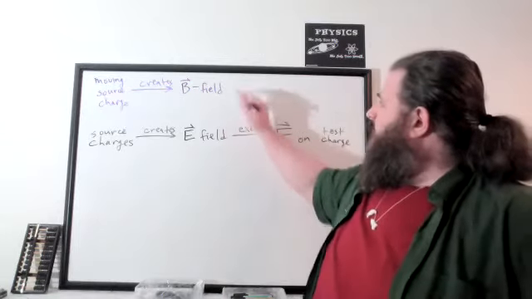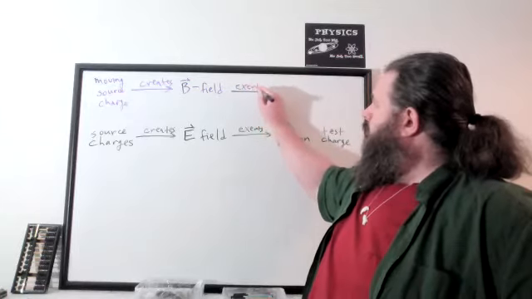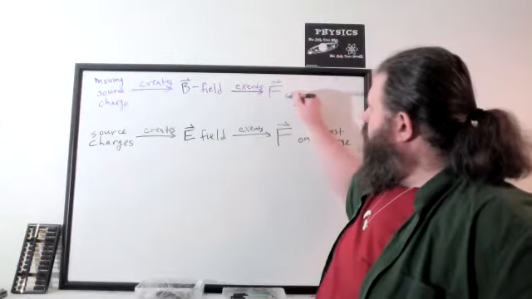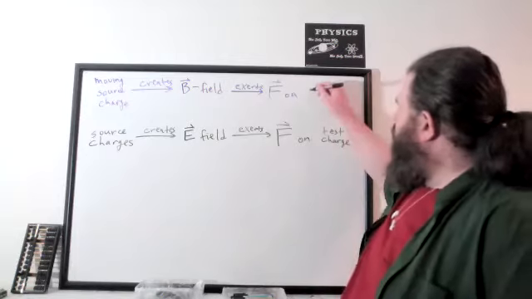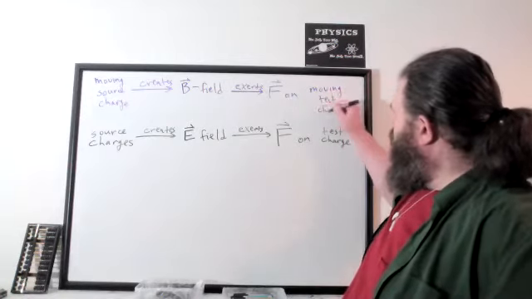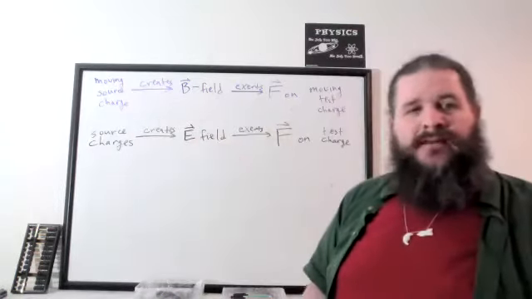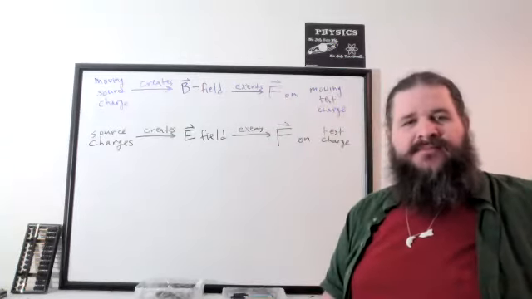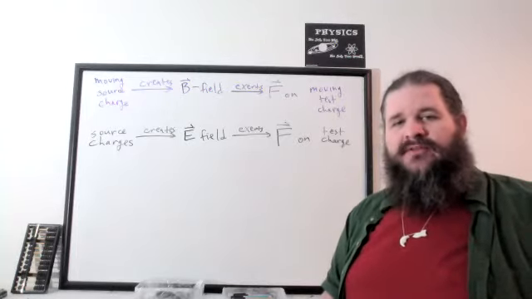And likewise, the magnetic field can exert a force on other objects. But it exerts a force on moving test charges. So the magnetic field is created by a moving charged object, and it exerts a force on other moving charged objects. There's got to be some sort of motion involved, but that motion can take various different forms.